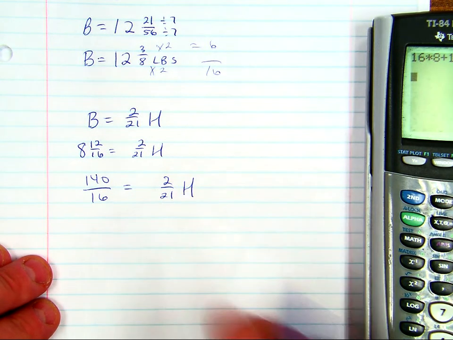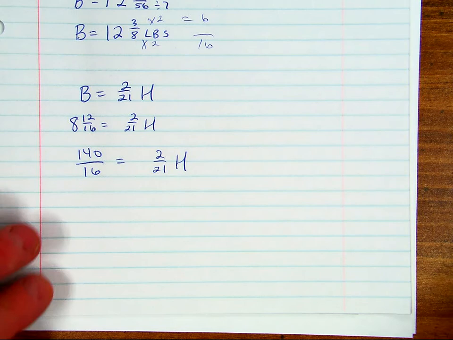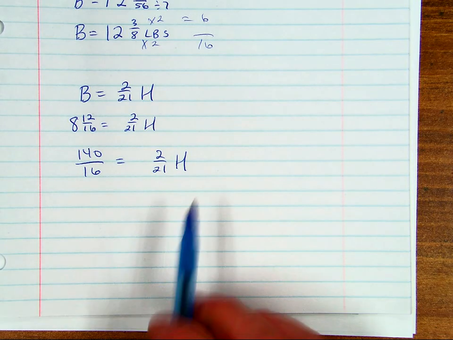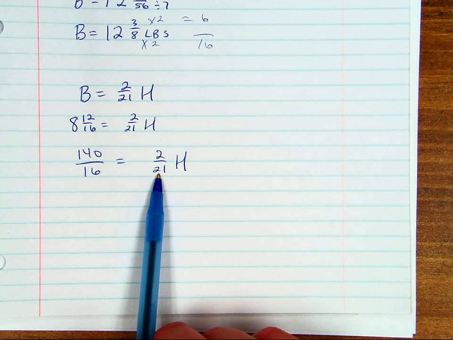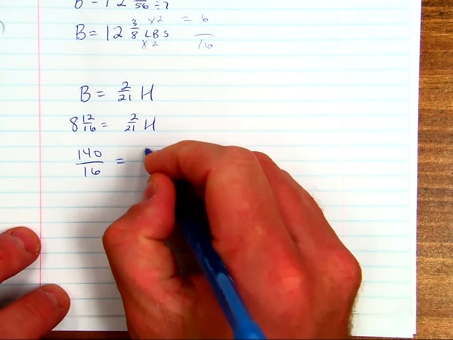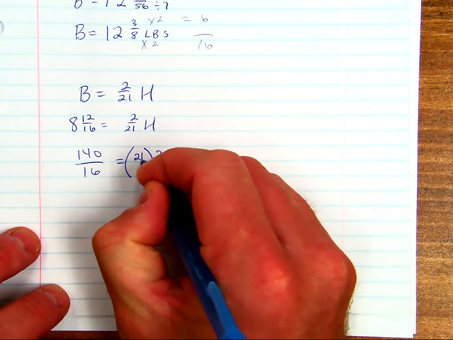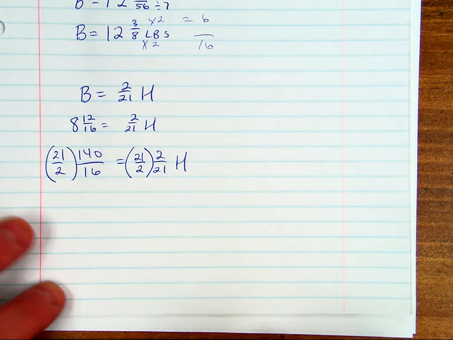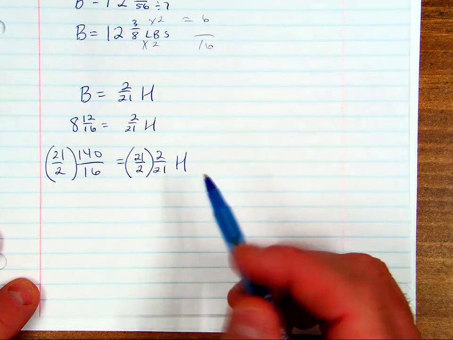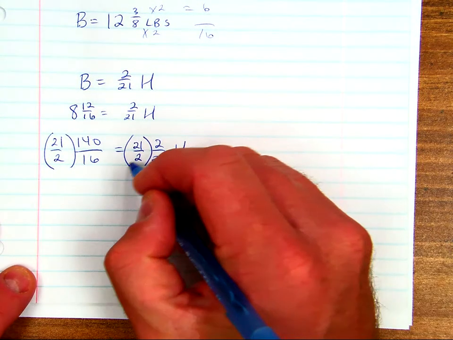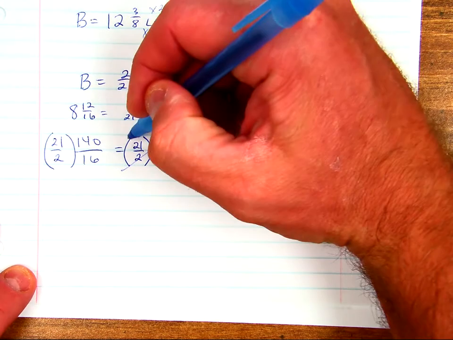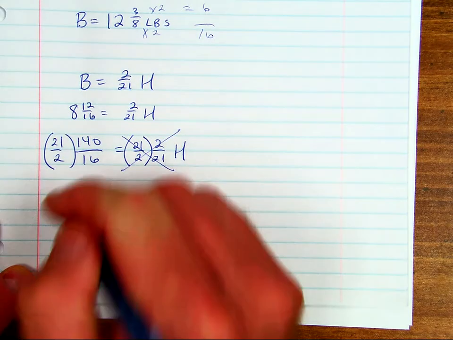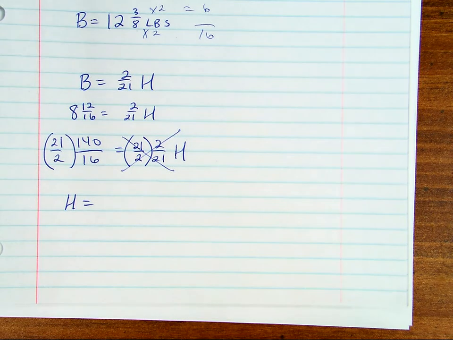And now look what number we have in front of our variable. Our coefficient is a fraction. Therefore, we're going to use the multiplicative inverse. Gosh, that's fun to say. No, it's not. Now you can clearly see here that these 2's cancel out. You can clearly see that the 21's cancel out. So we're left with H.